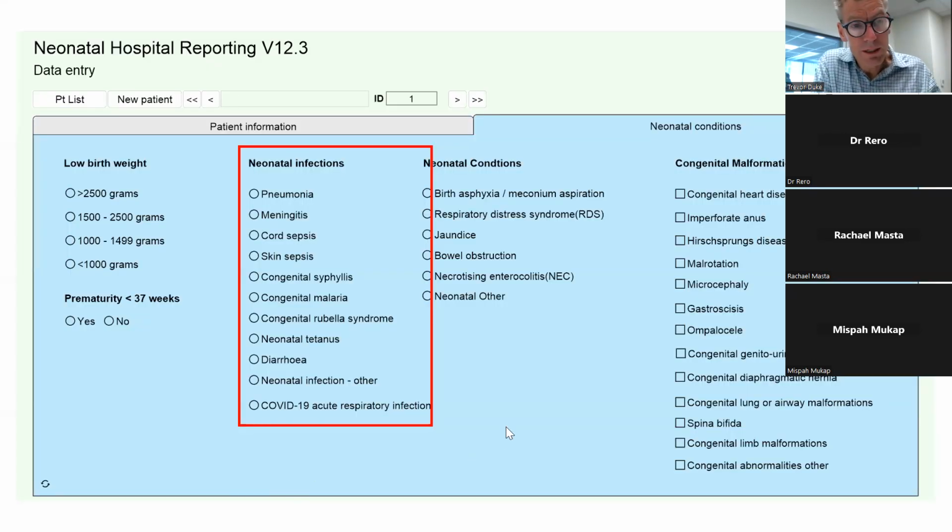In the pediatric hospital reporting program, over the years, we've added newborn infections to the program, so that instead of just calling them all neonatal sepsis, we can now be a bit clearer about the proportions of infections that are due to other things like cord sepsis and skin sepsis and neonatal tetanus, etc. So the program asks you to click on one, or one or more of these, so that we can be more specific about the types of infections that newborn babies have.